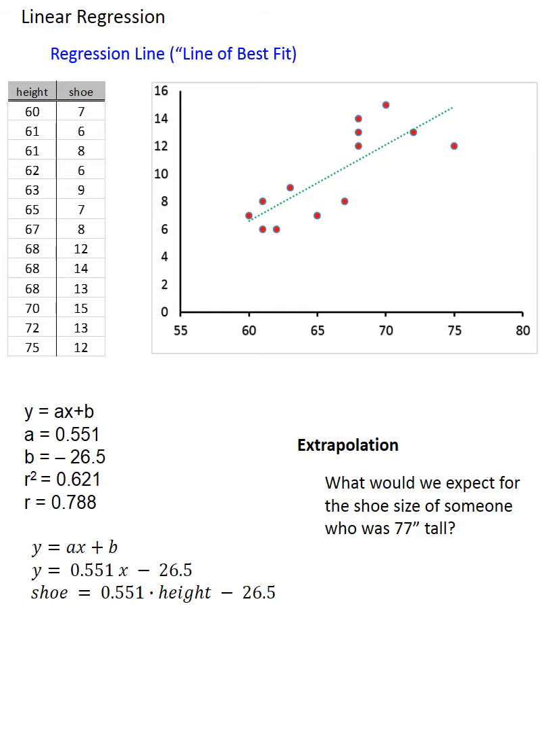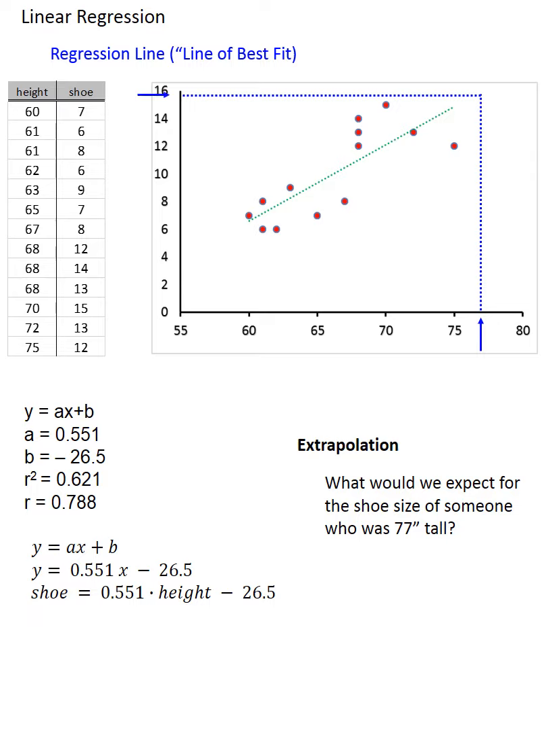Well, let's do the math here. Here's where 77 would be. If I were to go up to the regression line, and notice I stopped right about where the regression line would meet and went over, it looks to be that I might extrapolate that a 77-inch tall person might have a shoe size, or we would expect an average shoe size of 16.